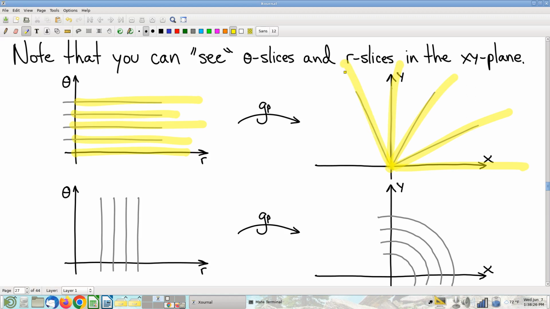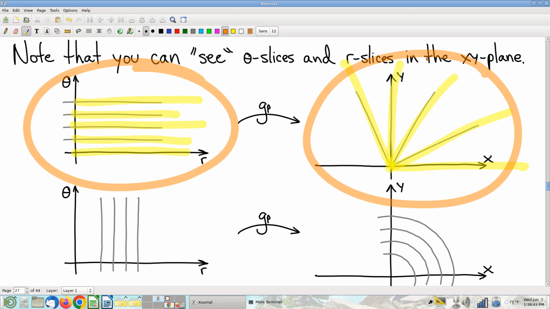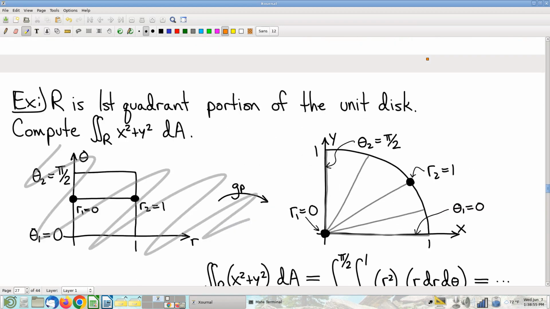So the big idea is that while, yeah, sure, you can do your slicing of your r theta pullback domain in the r theta plane, you don't have to. You could instead say, I can see the entire slicing process right here in the xy plane. So go ahead. Why not? It's easier to see in the xy plane. Let me show you an example.